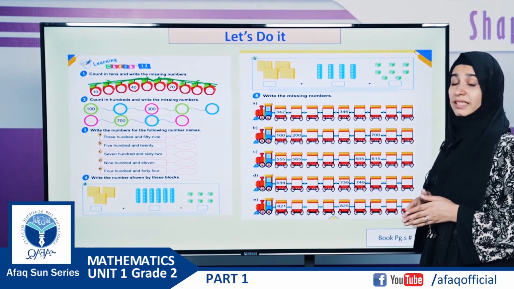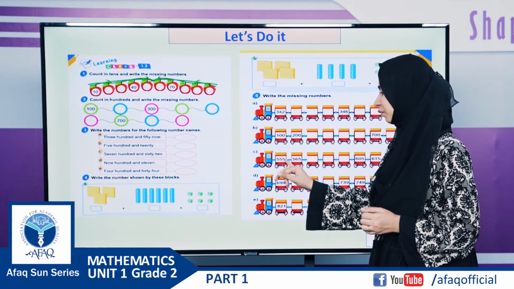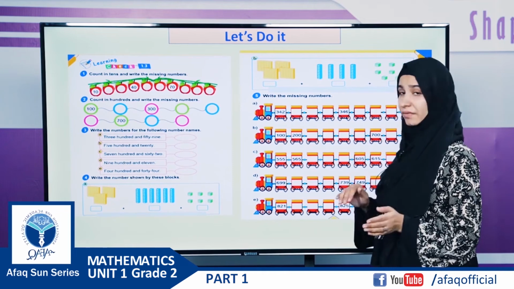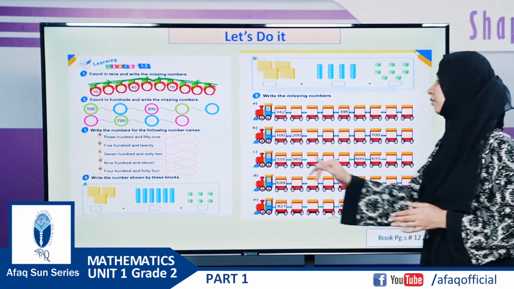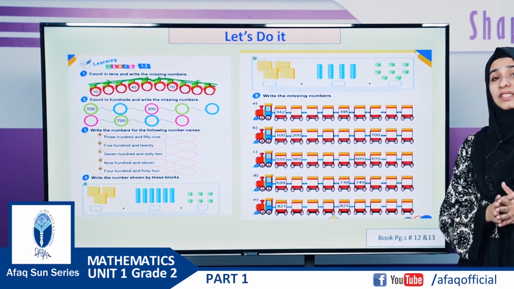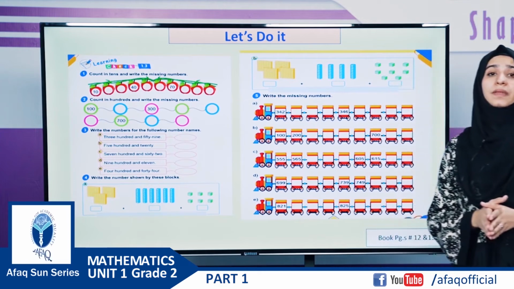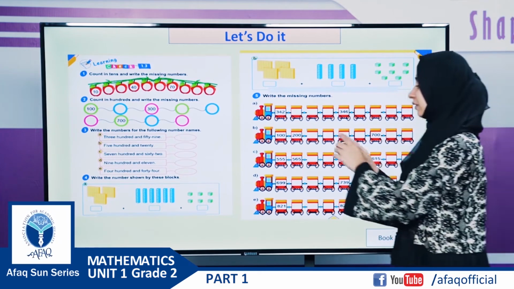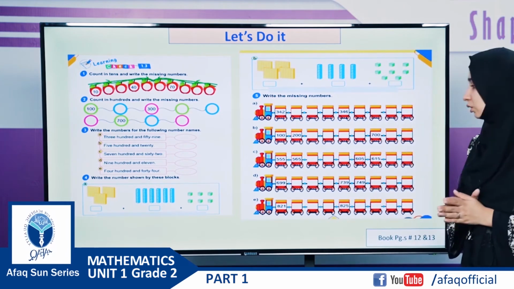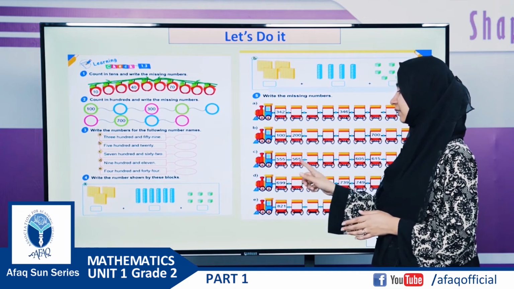Now let's move to the next one, the C part. They have given us number 555. And after 555, it comes 565. Can anybody tell the difference between this one and all the previous questions that we have been doing? Yes, there's a difference of 10 between these 2 numbers. So after 555, we have 565.